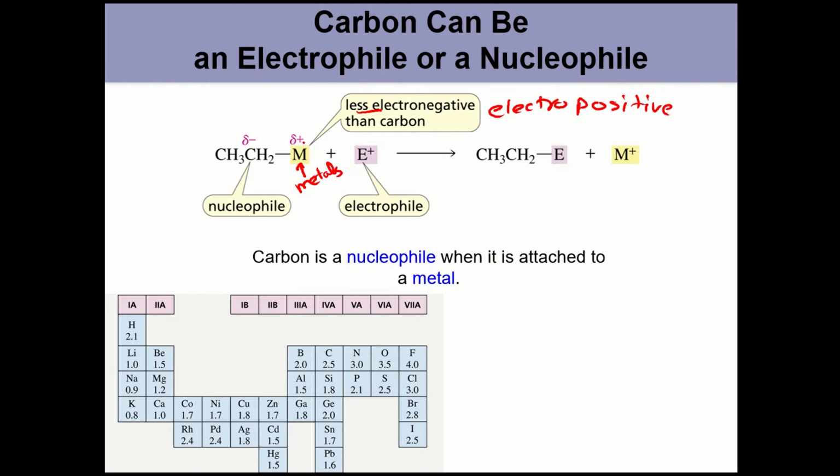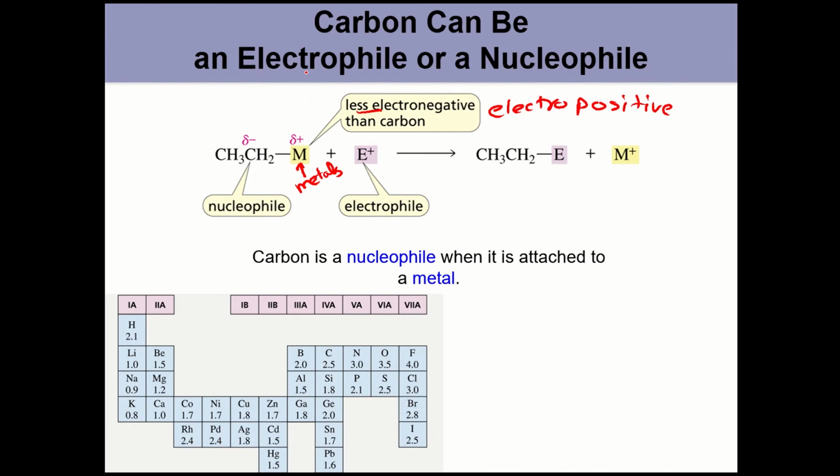So that means it is going to have a positive charge. From your Gen Chem, you already know that all the metals love to have a positive charge. So that means carbon is going to hold a negative charge. When carbon holds a negative charge, we call them carbanions. So carbon is going to be more electron dense, which means it can function as a nucleophile.